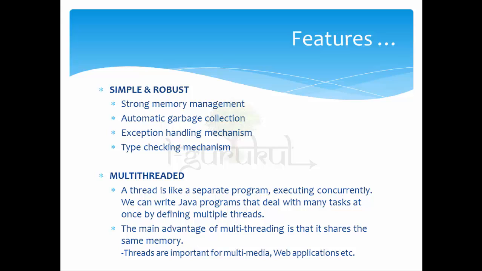So let's move on and see a few more important features of Java. Java is simple and robust. That is, it has strong memory management, automatic garbage collection, an exception handling mechanism, and a type checking mechanism. Another important feature of Java is that it is multi-threaded. So what is multi-threading? Multi-threading means you can execute different programs concurrently. That means you can perform different actions simultaneously. The main advantage of multi-threading is that your program can share memory.